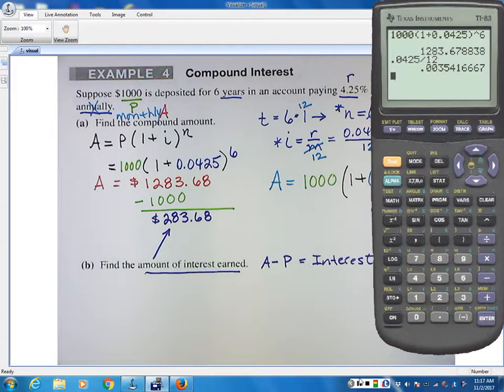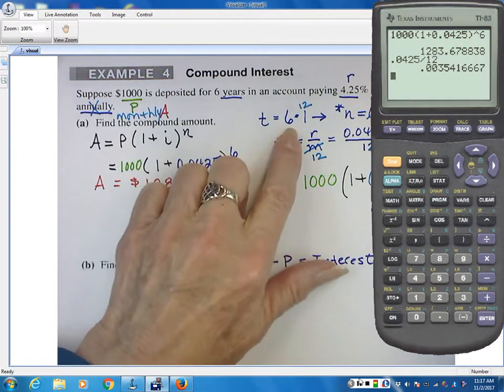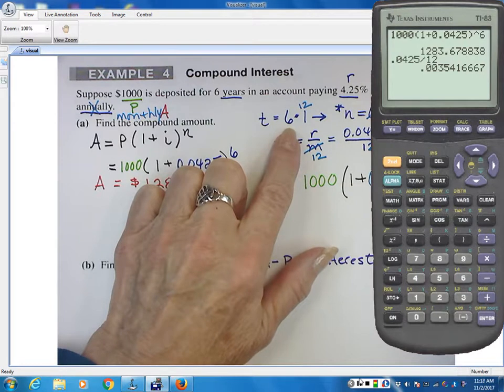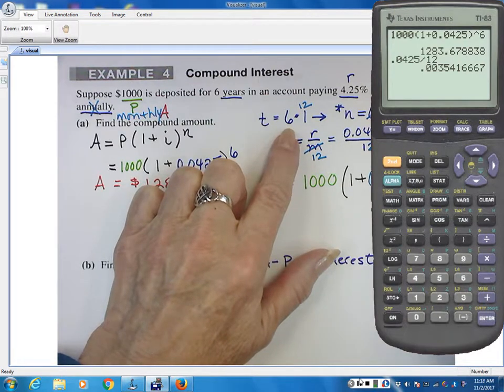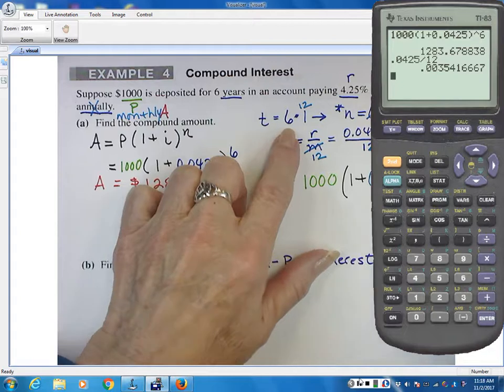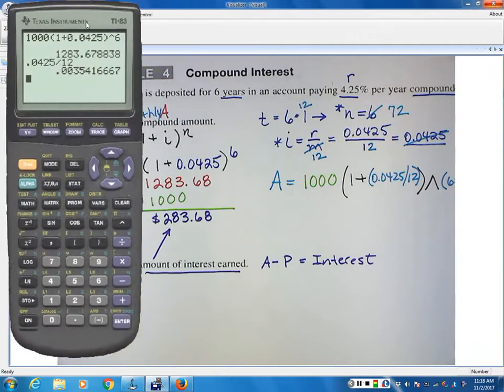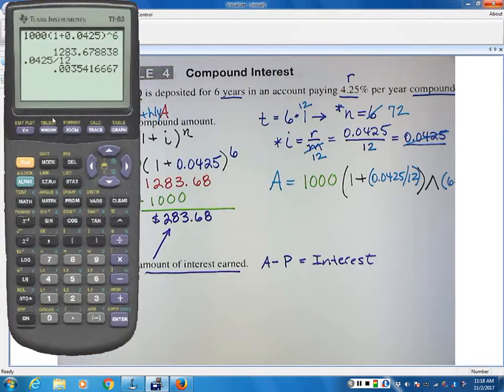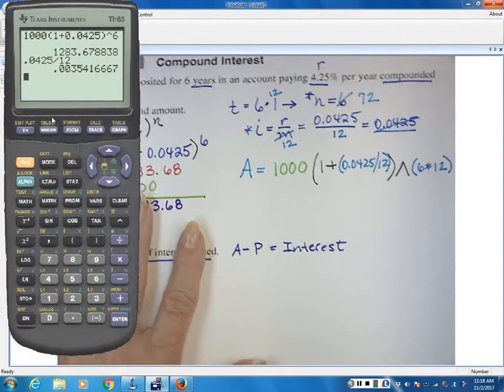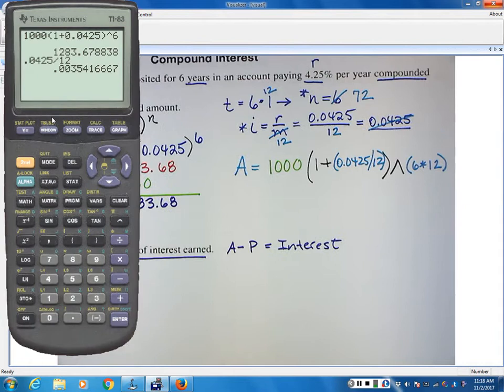And then when you do your power, I'm going to suggest that you do the same thing. Rather than letting your head say, oh, 6 times 12 is 72, put in 6 times 12. Don't make any mistakes that way. So your formula now looks like this, just by changing the compounding period.